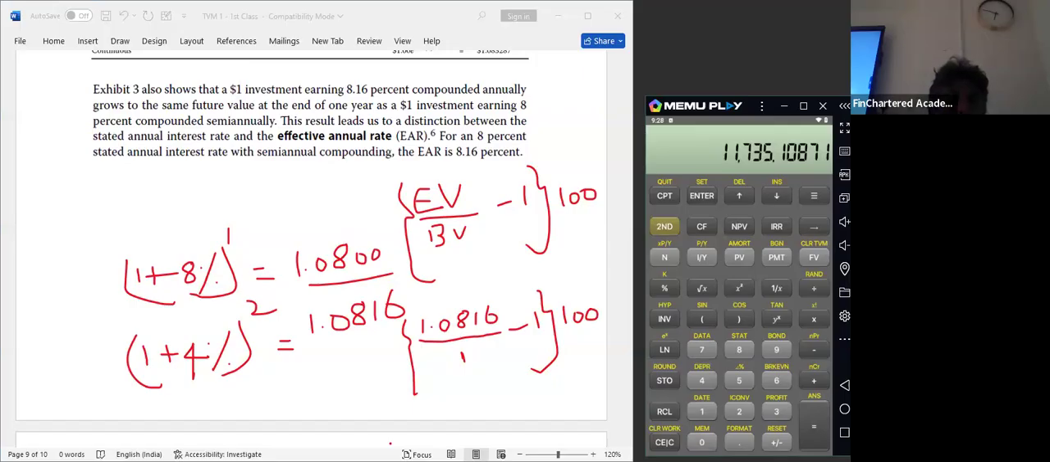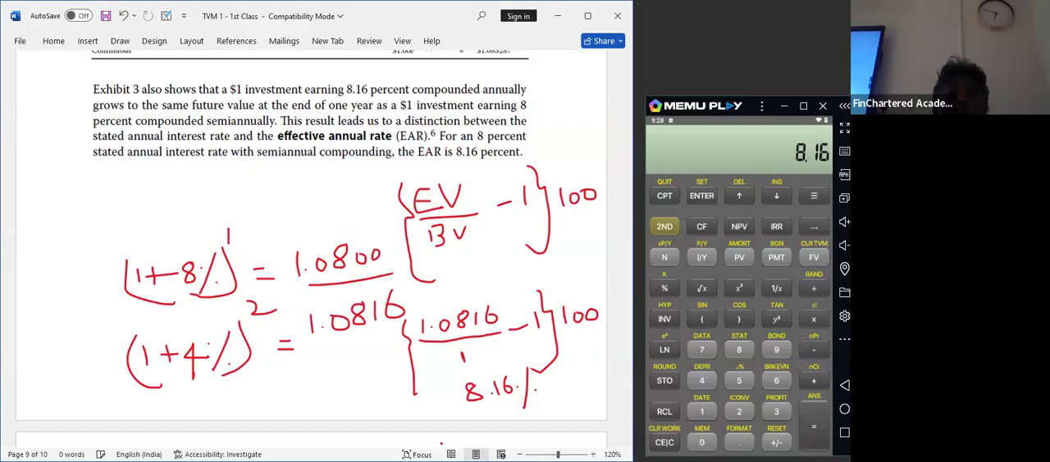What's the second one? You can say 1.0816. That is the ending value divided by beginning value, minus 1, into 100. So this is going to be 8.16%. So this return is what is called the effective annual rate.